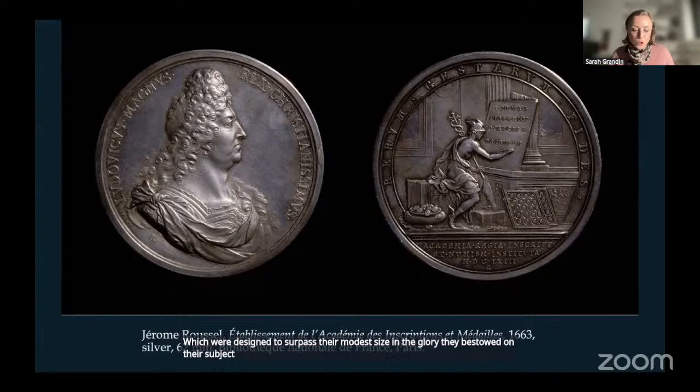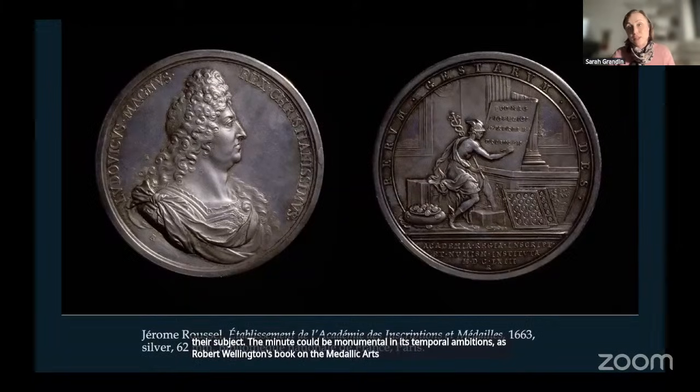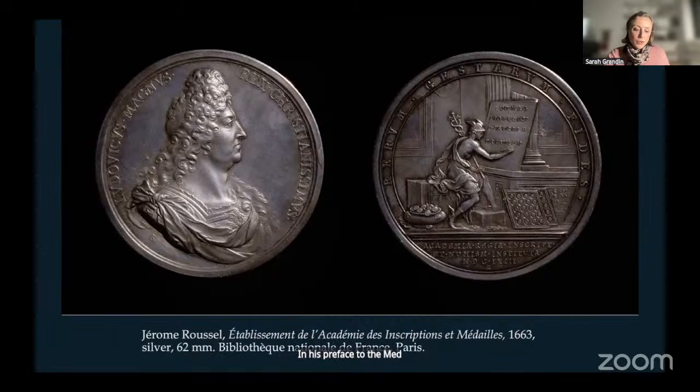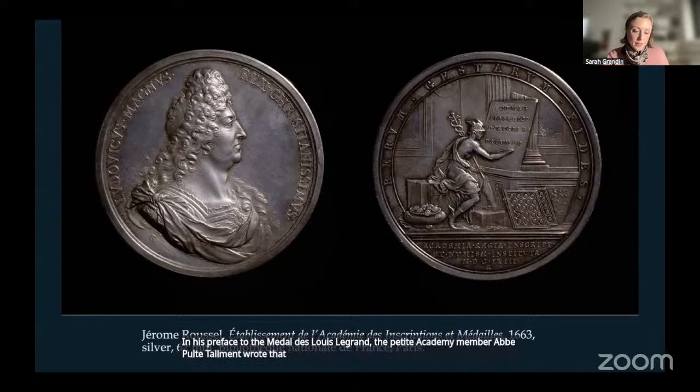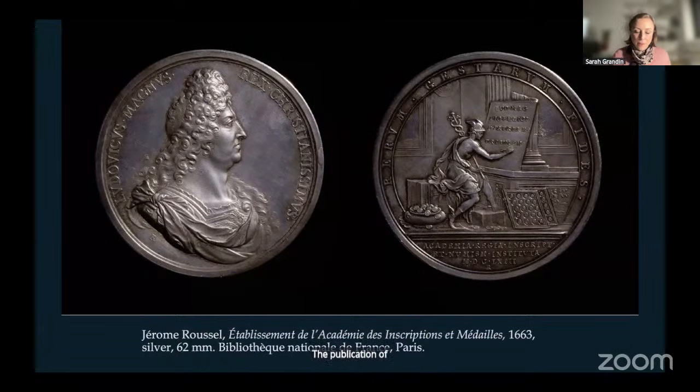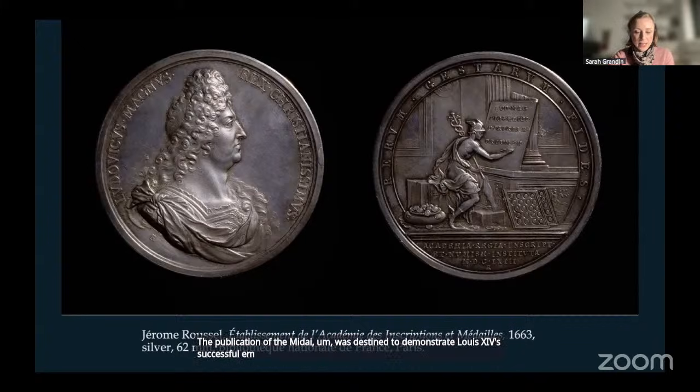The minute could be monumental in its temporal ambitions, as Robert Wellington's book on the medallic arts under Louis XIV has shown. In his preface to the Médaille de Louis le Grand, the Petite Académie member Abbé Paul Talmont wrote that the medal was, I quote, "a durable monument made for transmitting to posterity the great events that it represented." The publication of the Médaille was destined to demonstrate Louis XIV's successful emulation of antiquity at the same time as it asserted his modernity.